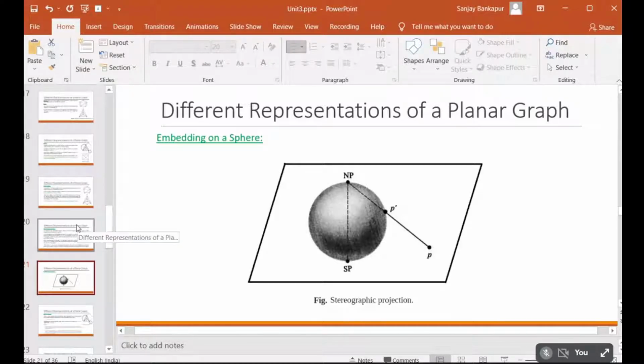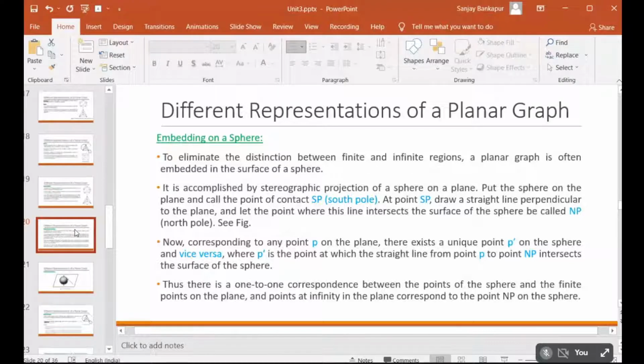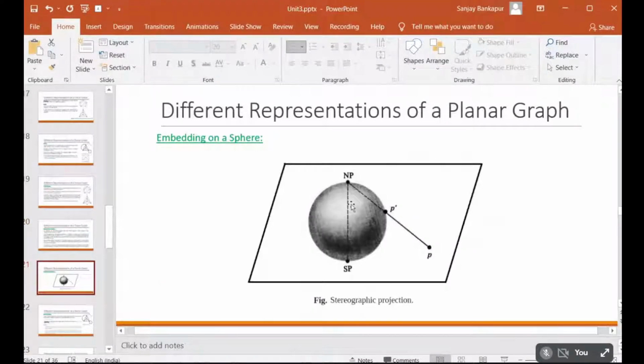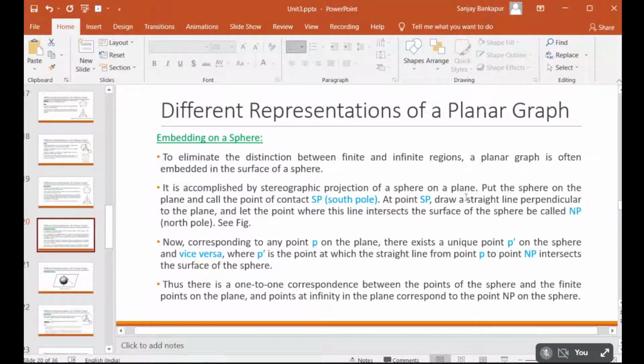Just to understand more with respect to reference about finite and infinite things. It is accomplished by a stereographic projection of a sphere on a plane. So this figure is about stereographic projection. What projection did we do? We did a projection of a sphere on a plane. Put the sphere on the plane and call that point of contact the South Pole.